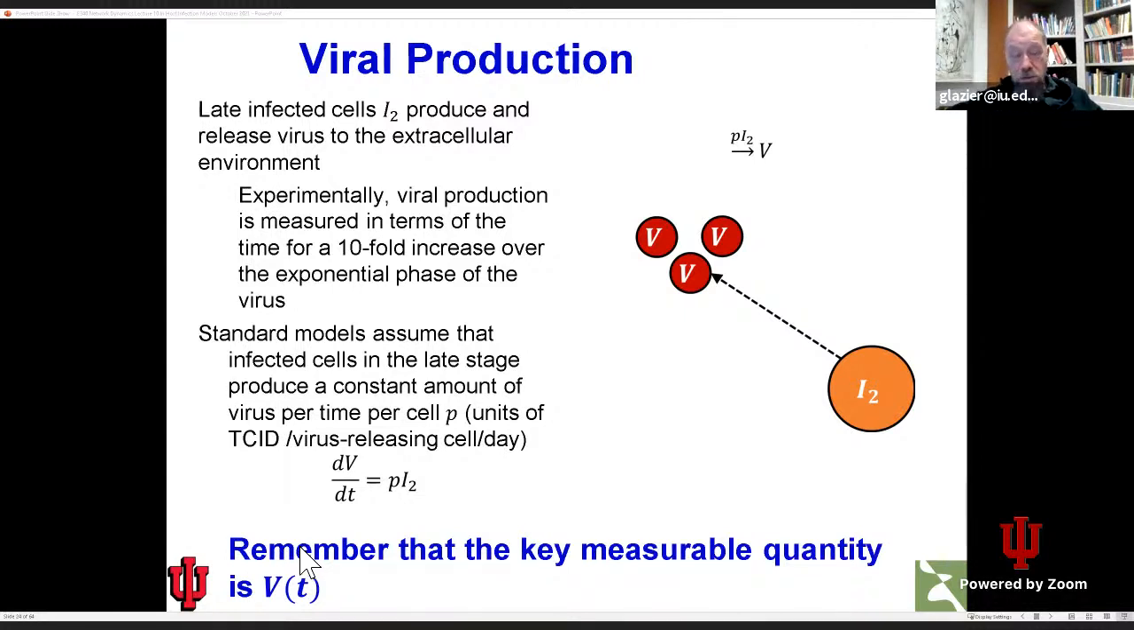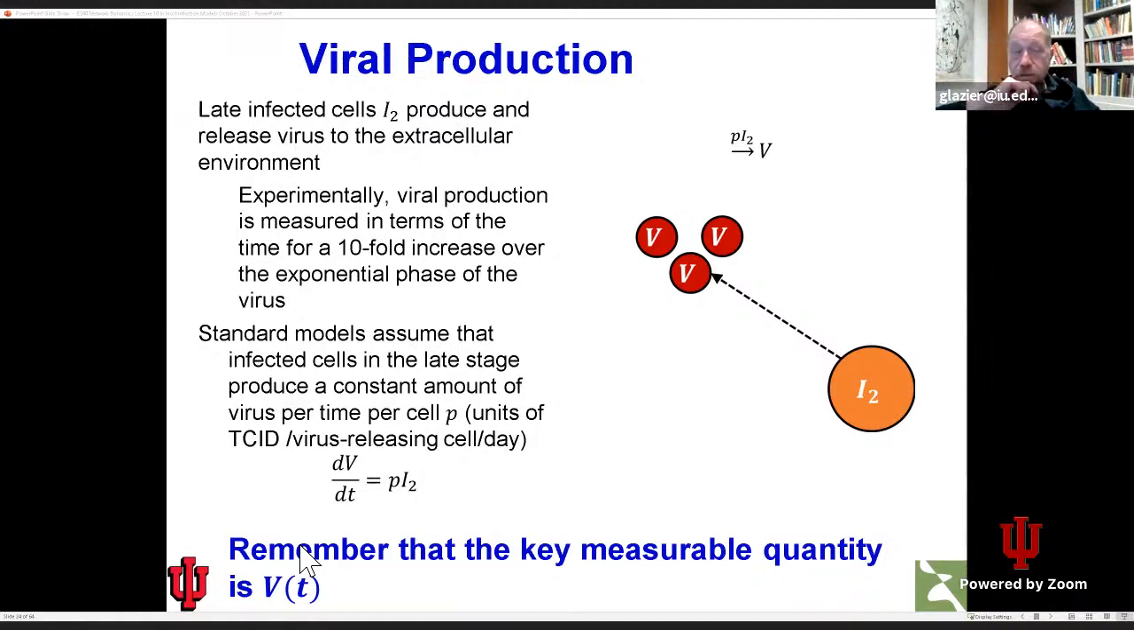And now, since we're trying to actually predict the amount of virus and make that agree with the experiment, this is the critical result. We're going to assume that the amount of virus produced by each cell is a constant amount per unit time while the cell is alive. And that's almost certainly wrong. The cells start out producing a small amount of virus and they produce a lot for a while, and then they start ramping it down because they get sick and they eventually die.